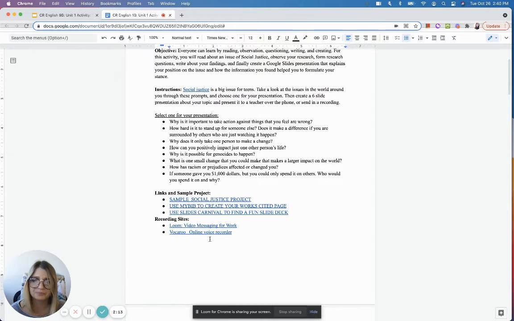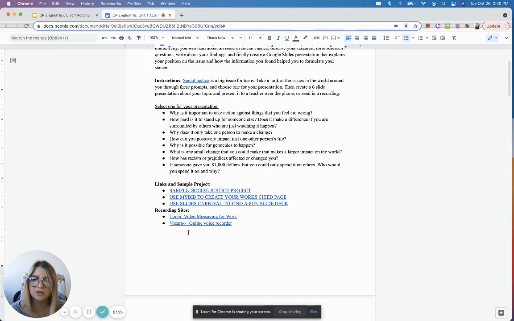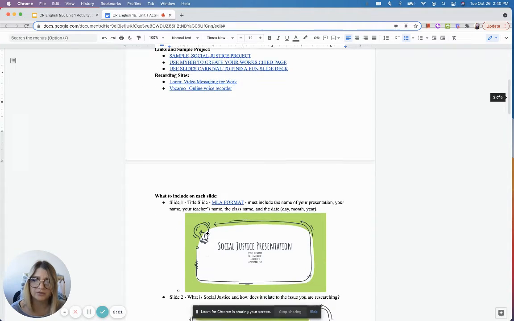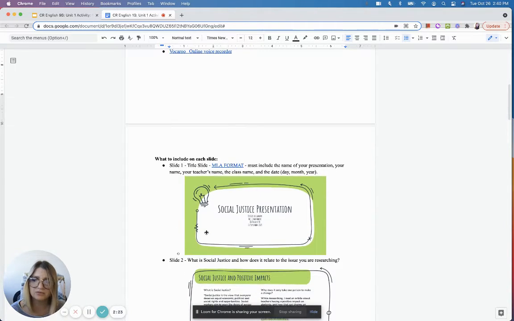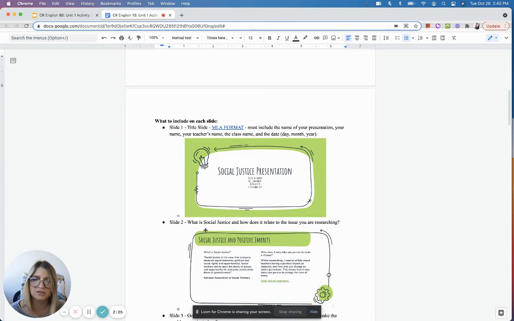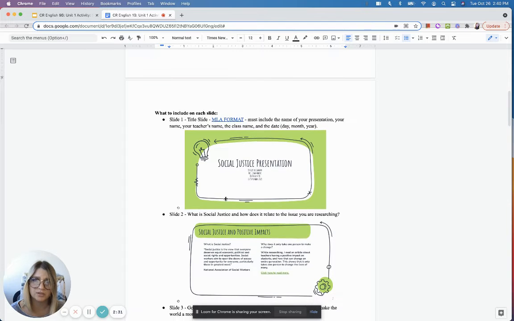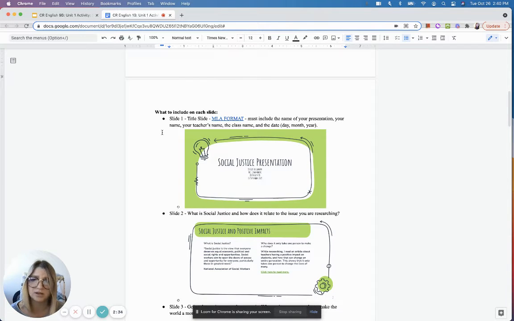If you keep going down here, there's a list of links and then some sample projects to take a look at. There are also two recording sites for your presentation. You can take a look at either of those. If you keep scrolling down, it does give you an example of a presentation. It tells you what you're going to have specifically on each slide, but I am going to show you a sample presentation in just a few minutes.